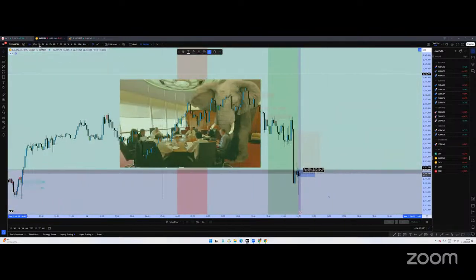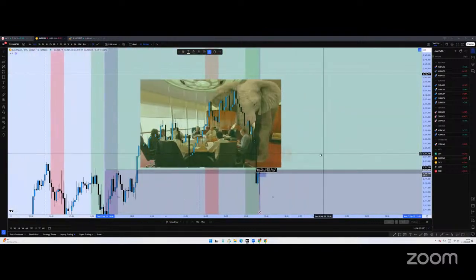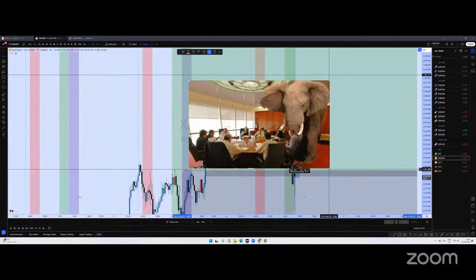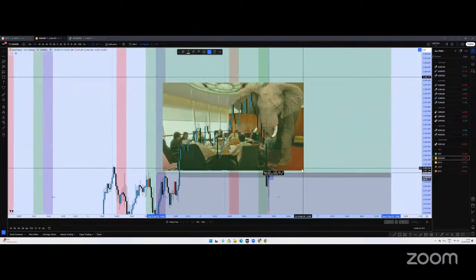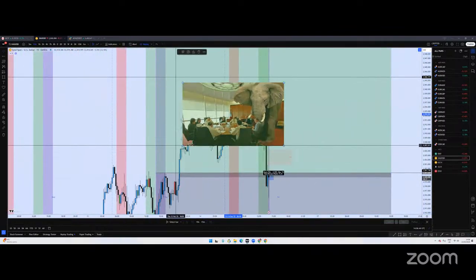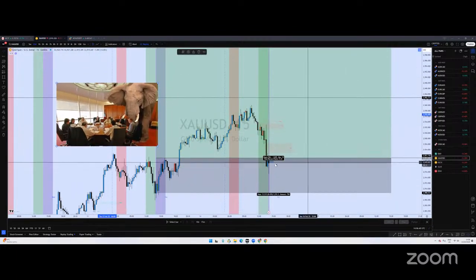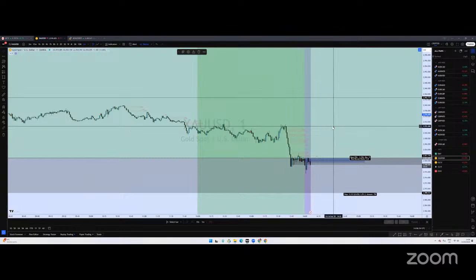If you don't want to use the 5 minutes, then use the 15 minute. Oh, my elephant keeps taking my screen. Mr. Elephant, yourself. Okay, you can use a 15-minute chart. But whatever time frame that you're going to use, make sure that you see the elephant.